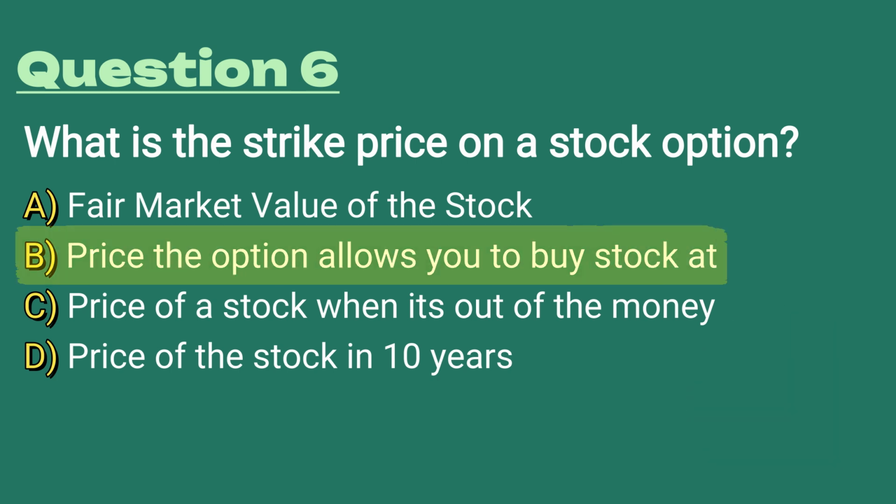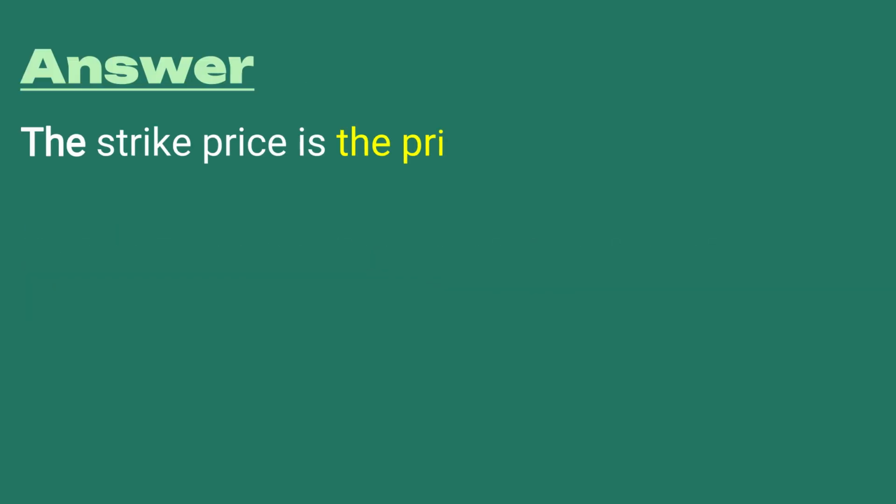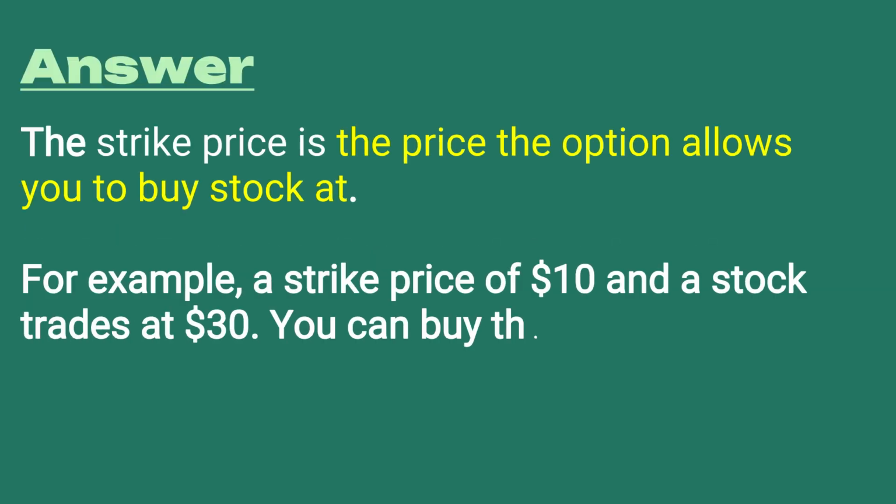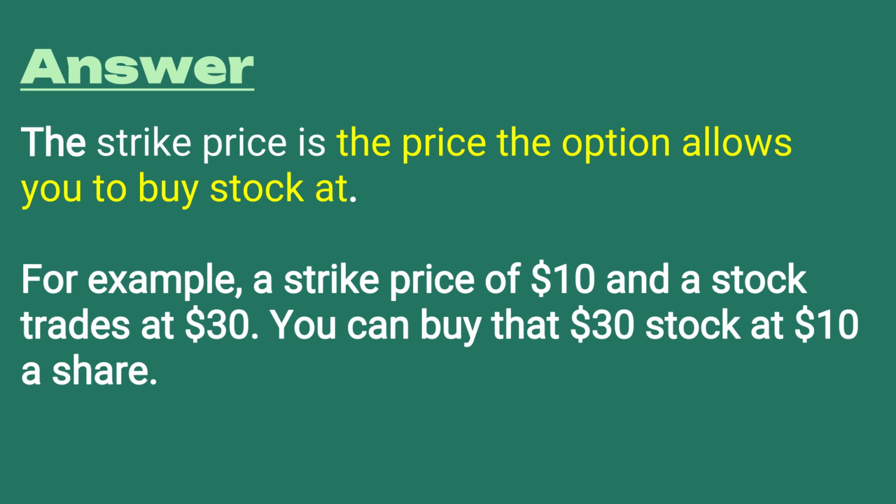Answer is B, the price the option allows you to buy the stock at. A stock option will have a strike price, and that strike price is going to be the price you can go and say, I want to buy shares, and I have this option. I can buy them at X dollars. So you might get a strike price of $10, and the stock price has gone to 30. You then can exercise those options, buying at 10, and you have a $20 built-in gain when you're buying your shares because you have a strike price at $10.